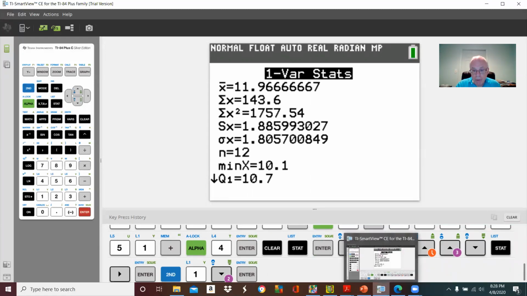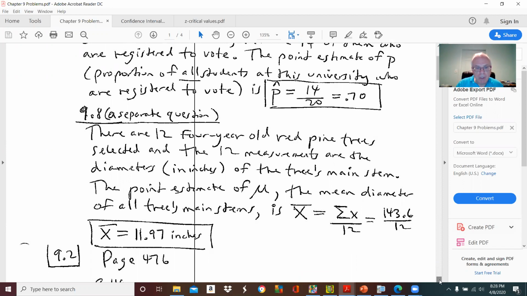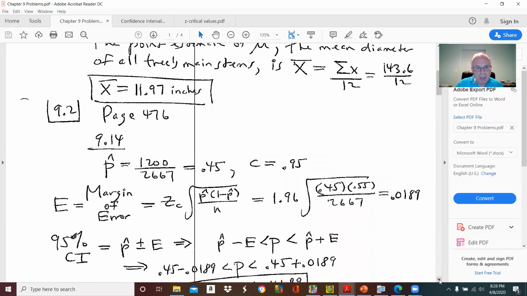If we go back to the solutions here, we're rounding to 2 decimal places, 11.97 inches is our estimate. So this is our point estimate of the population mean, 11.97 inches. All right, so this is a mean estimate, this is a proportion estimate, all right? So just want to make sure you understand the difference.